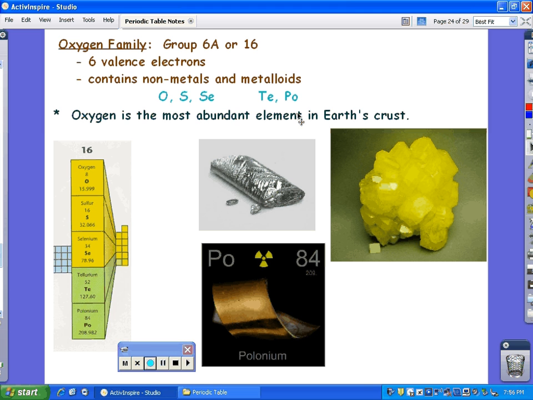Other things you're familiar with, probably sulfur. It's what makes matches smell. This is the yellow stuff over here, sulfur. This is polonium. It's a metalloid that's radioactive. That's what the radioactive symbol means. Let's go ahead and move on.